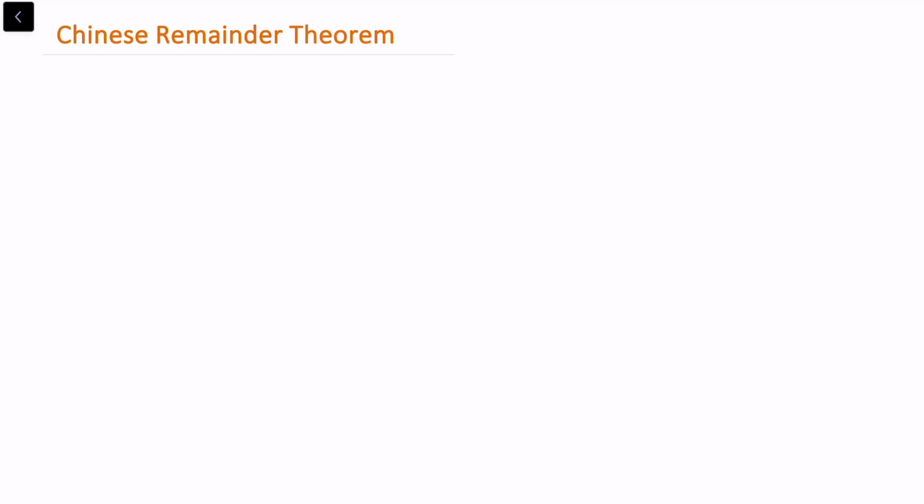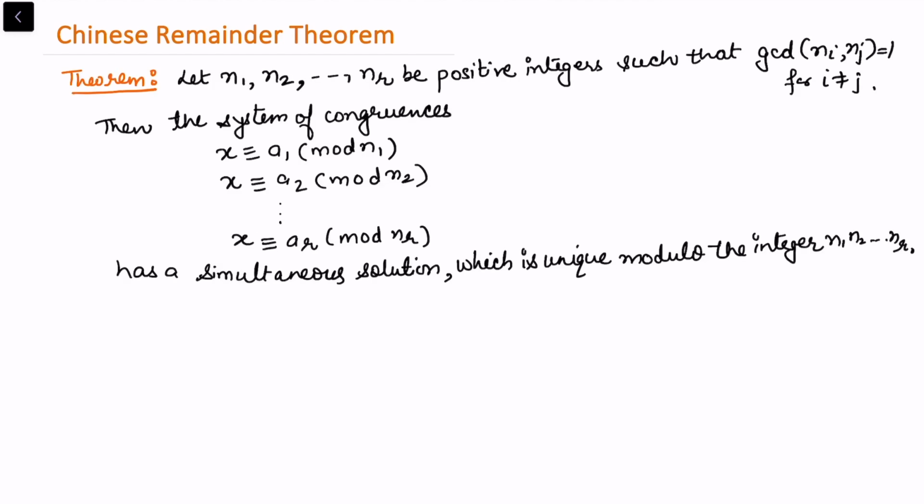In this video, I'll be talking about the Chinese remainder theorem. It says: let n1, n2, ..., nr be positive integers such that GCD of ni, nj is equal to 1 for i not equal to j, or I can say that these positive integers are relatively prime to each other.